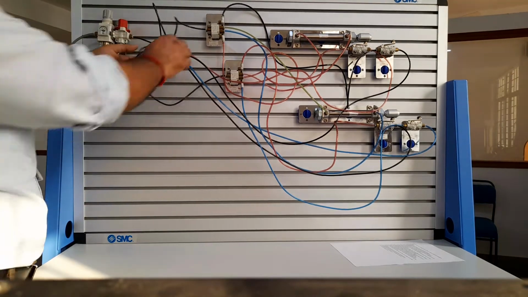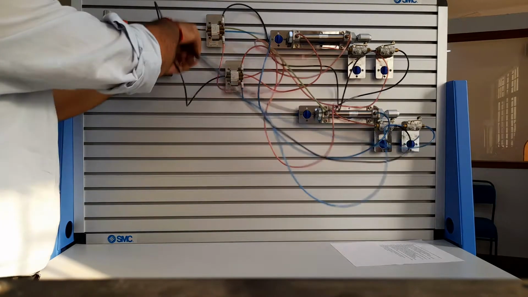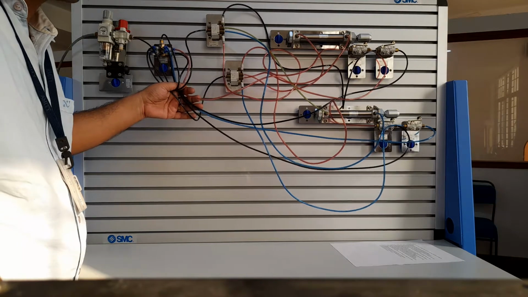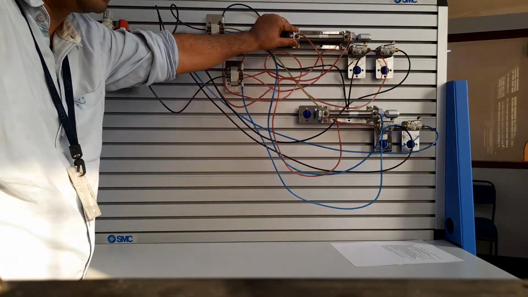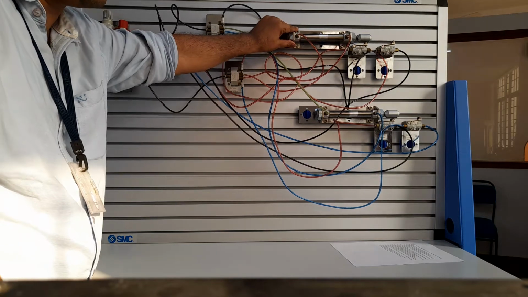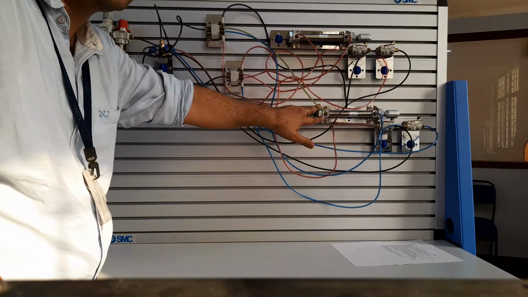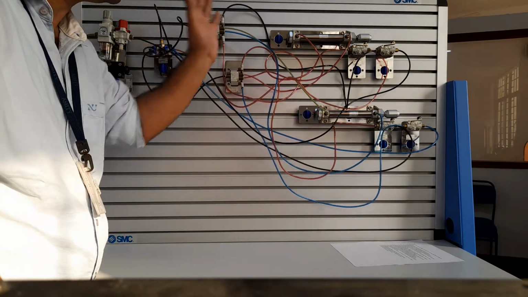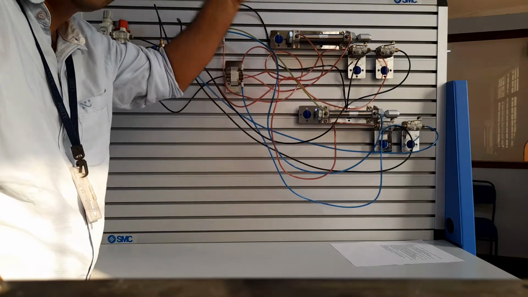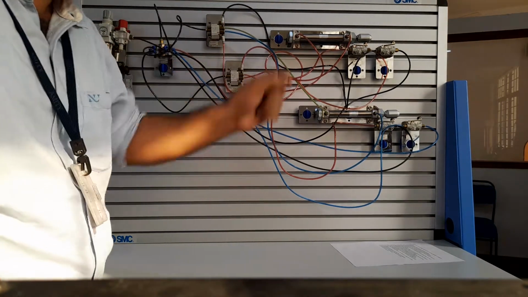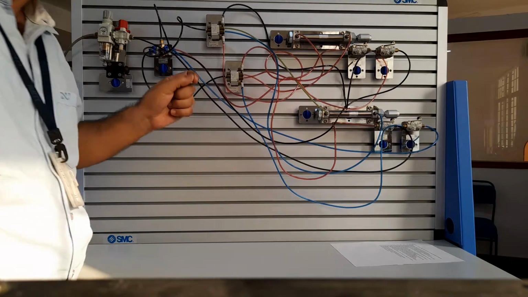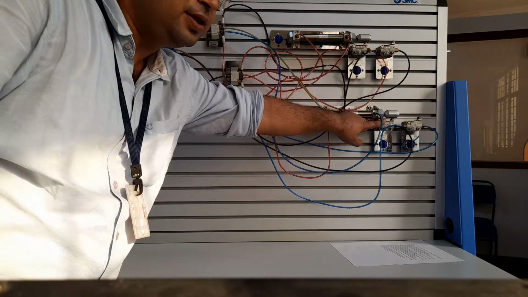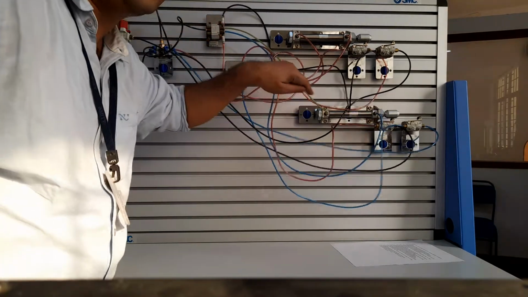From the distribution block we can see a number of pipes that are connected with different components to actuate these two cylinders. The first cylinder we name A, the second cylinder we name B. Now for A plus, B minus, A plus, B plus, A minus, B minus, we require that the input should be from the information that cylinder B has retracted.